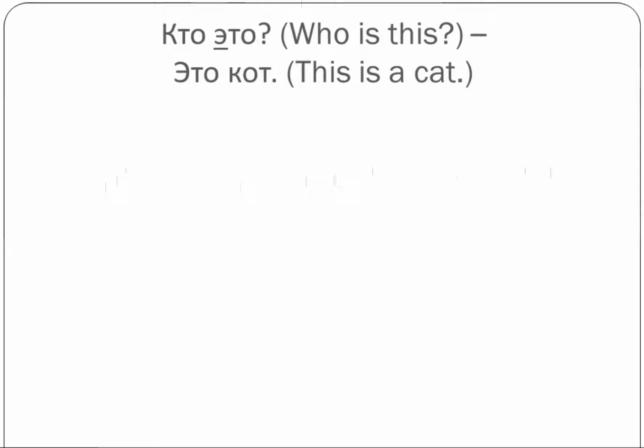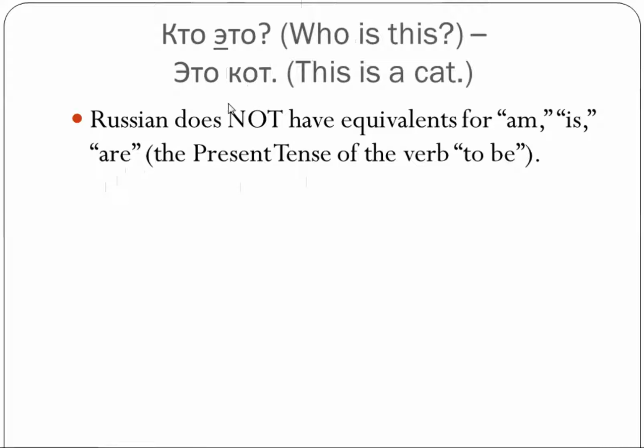All right, let's look at different questions. So if you look at the Russian and English again, what do you notice? What's the same, what's similar, and what's different? So we have, who is this? Кто это? This is a cat. Это кот. So hopefully you've noticed that is missing in the Russian sentences again for the same reason.